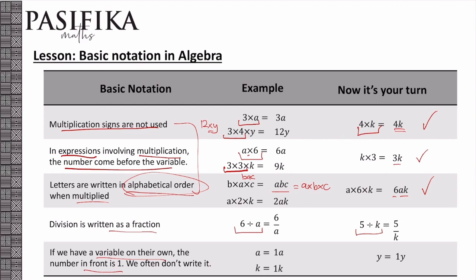Now, just to recap, some of the basic notations in algebra that we should be aware of are the following. Multiplication signs are not used. So instead of going 3 times a, we write 3a. But we know that it actually means it's 3 times a. Number comes before a variable. So an example was a times 6. It'll actually be written as 6a. Letters are written in alphabetical order. Division can be written as a fraction. And when a variable's on their own, there's a number 1 in front of it. We don't often write it because we're very efficient.